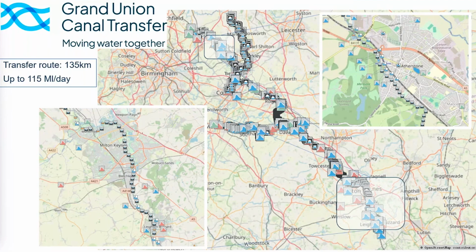Much of the time, the volumes transferred will be somewhat smaller, but up to 115 megalitres per day is what we're aiming for. Again, to give that something a bit more visual, that's around 2 swimming pools an hour, if that works for you.